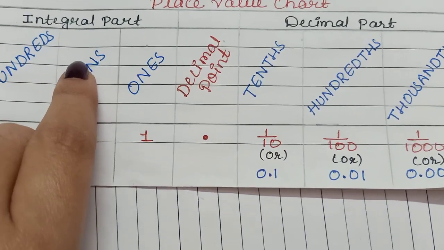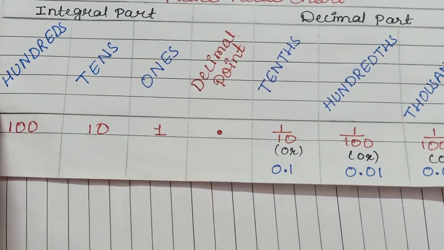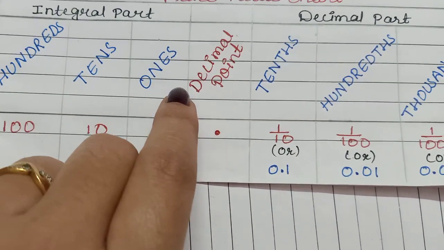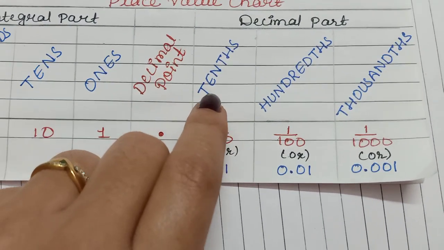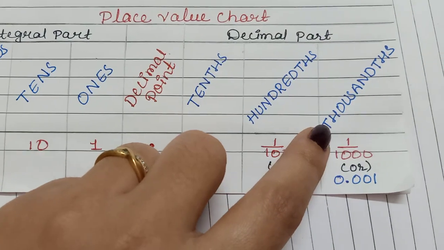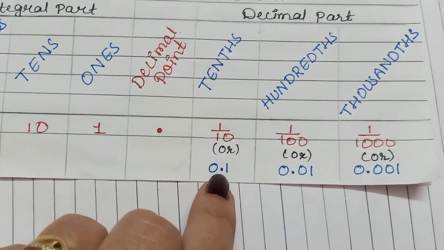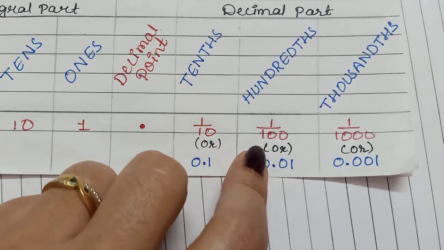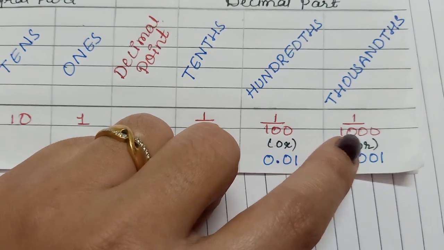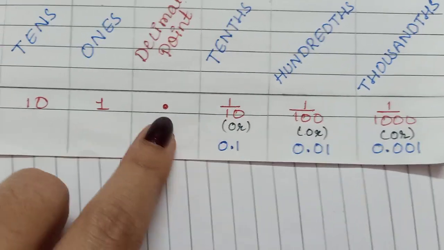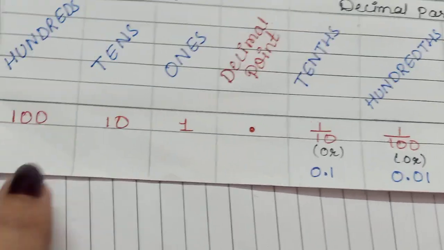Integral part is nothing but the whole number. How do we write the place value for the whole number? Ones, tens, hundreds, thousands, ten thousands. Then after ones we have the decimal point, and when we see the decimal part, it starts with tenth, hundredth, thousandth. Tenth is written as 1 by 10 or 0.1. Hundredth is written as 1 by 100 or 0.01, and thousandth is written as 1 upon 1000 or 0.001. And for the whole number, as we write 1, 10, 100, 1000, etc.